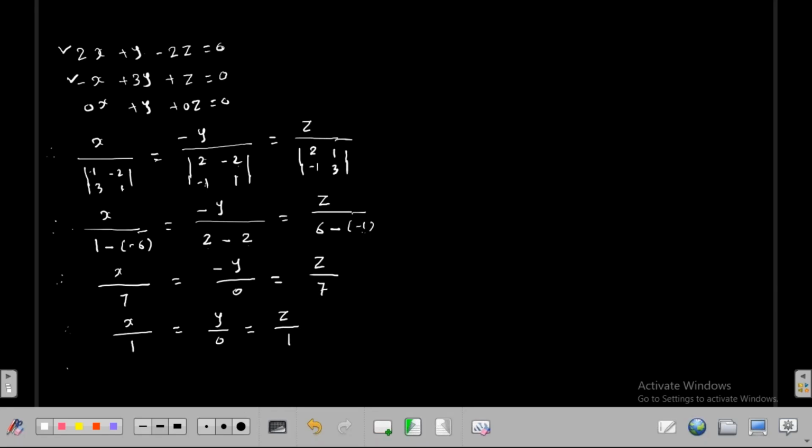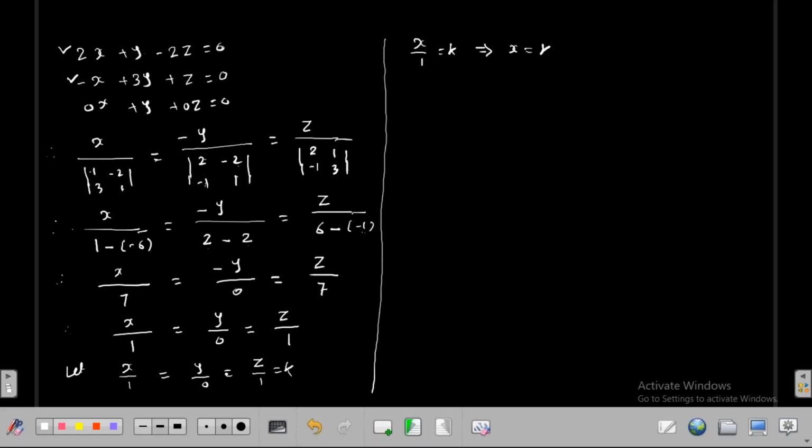Now let x by 1, y by 0 and z by 1 equal to k. Now equate all these three, x, y, z with k. So first x by 1 equal to k. This implies that x equal to k, and y by 0 equal to k. So this implies that y equal to 0.